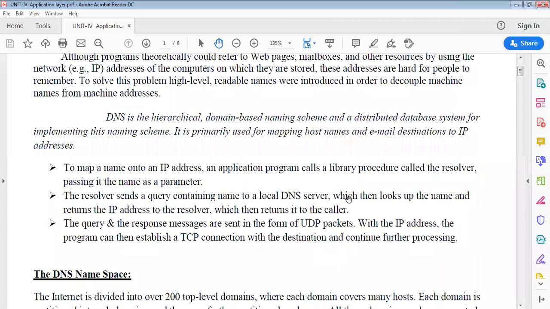So the DNS server, the root server, or it can be any, because initially it will be in the root, and then in the EDU, and then in the Washington, which then looks up the name and returns the IP address to the resolver, which then returns it to the caller. The caller here is nothing but the user or the programmer who has requested this proper URL. The query and the response messages are sent in the form of UDP packets. Once this IP address is obtained, a TCP connection can be established with the destination to continue the further processing. So this is the basic idea behind the working of the DNS.